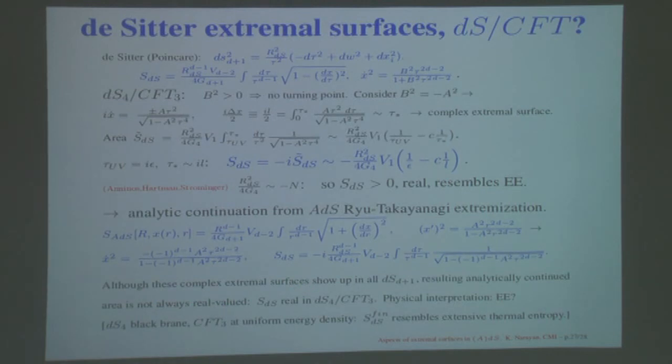Now, one can also show that in this dS4 black brane that I was studying earlier, which looks like dS/CFT at uniform density, there's a finite part that one can extract out from here, which in fact resembles an extensive thermal entropy.